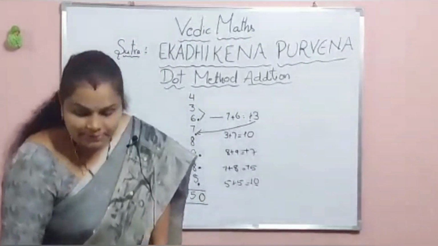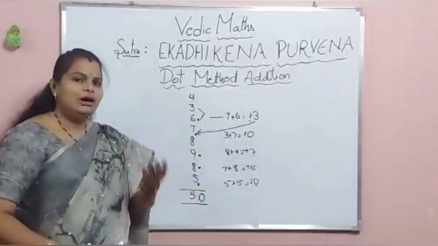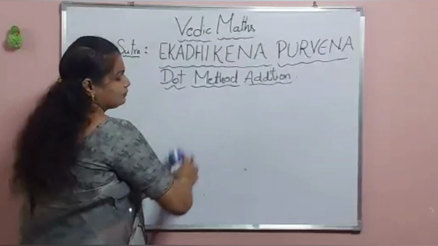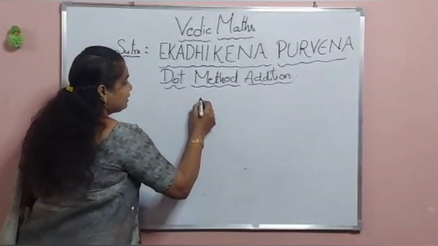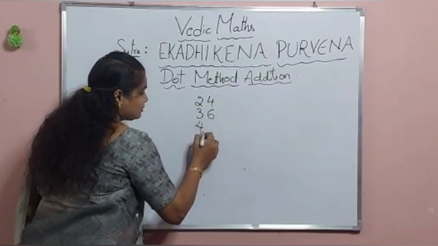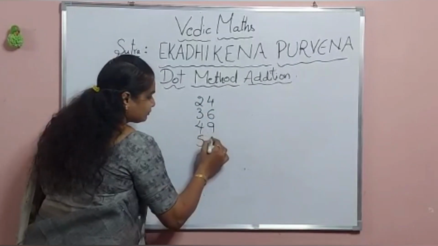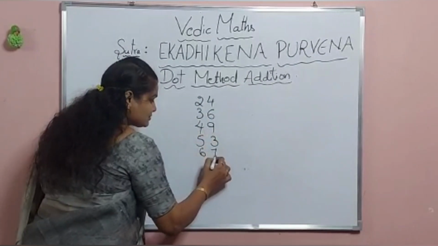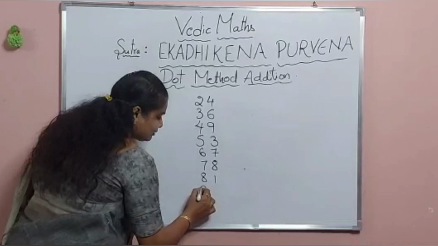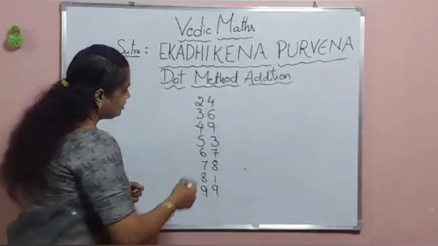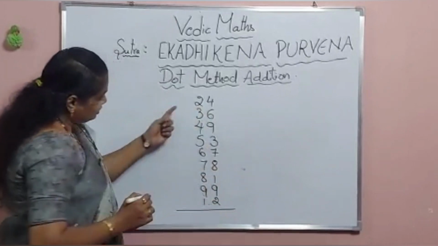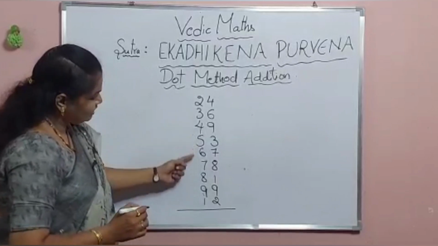Let's try a double digit number. If it is a double digit number, how to do it? Let me take a bigger number: 24, 36, 49, 53, 67, 78, 81, 99. You can take one more also here, actually it's 12. Almost 9 numbers I have taken.